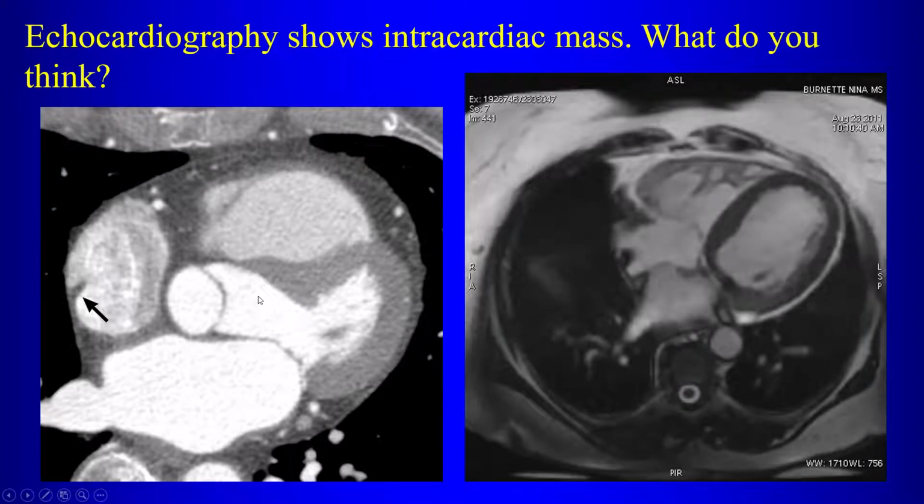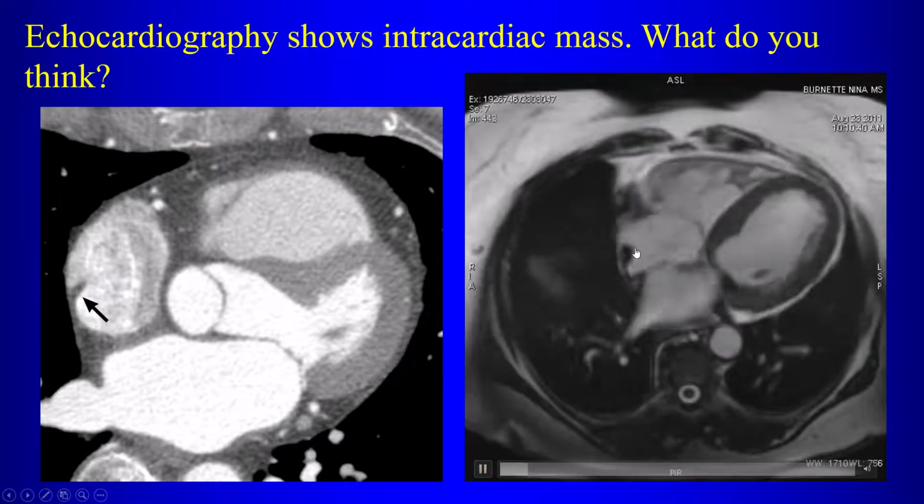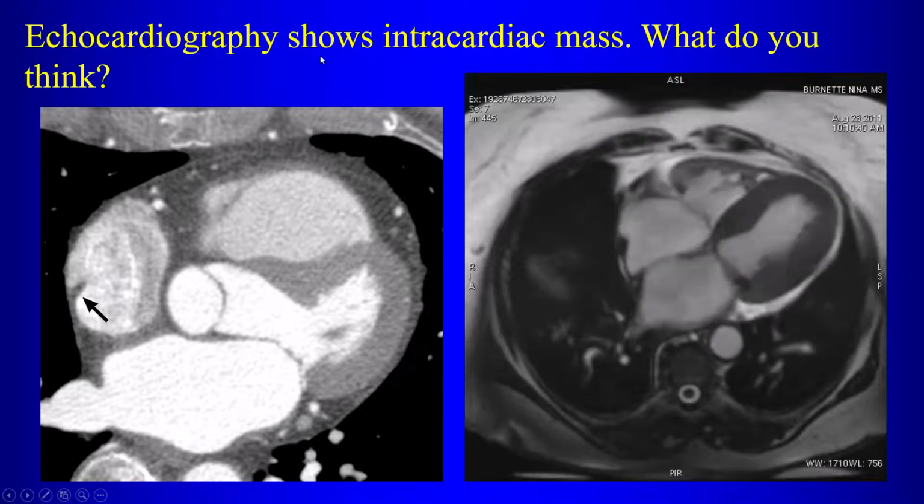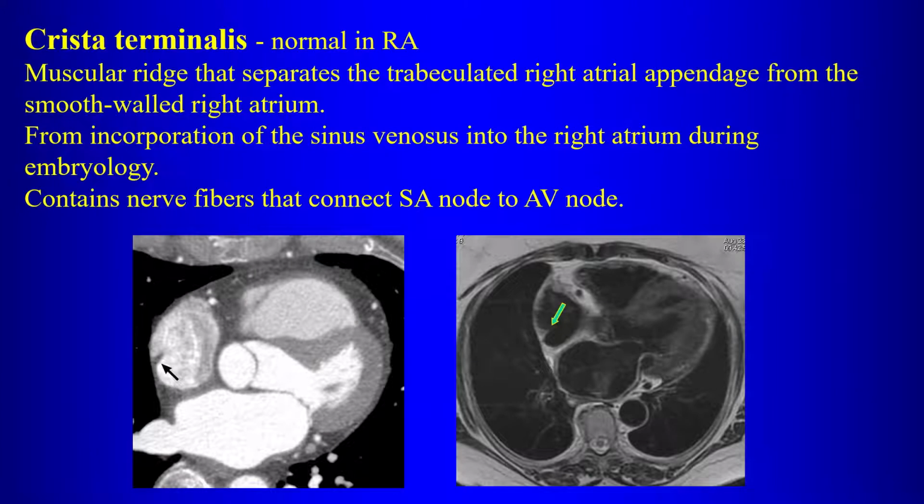So let us discuss this case. Echocardiography shows an intracardiac mass, and you can see here on CT this mass is located within the right atrium, and here it is on MRI. We can see this mass along the wall of the right atrium. So the question is, what is it? And it's important to be able to identify this as a normal structure.